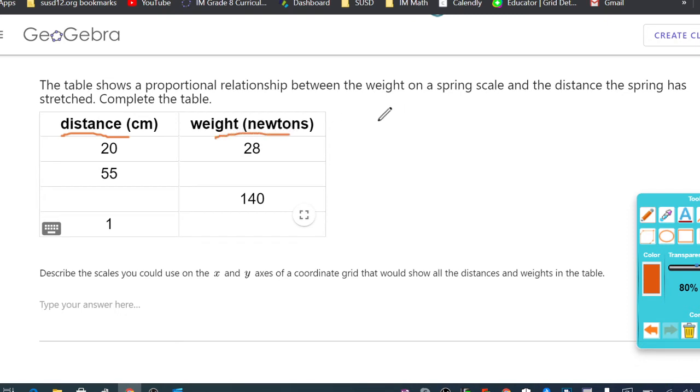Oh, I love physics, don't you? Imagine here is a scale, and the scale is measuring newtons. Here is a spring coming down from the scale. And when you place a weight down here, the spring stretches. So this is the distance of the stretch for the first data point. It is 20, don't forget the units, 20 centimeters. And the weight is 28 kilograms, not kilograms, newtons. N for newtons. Okay, let's go ahead and put this in our notes.